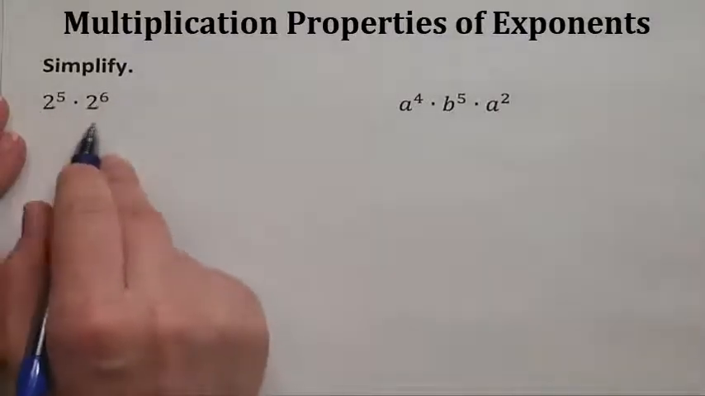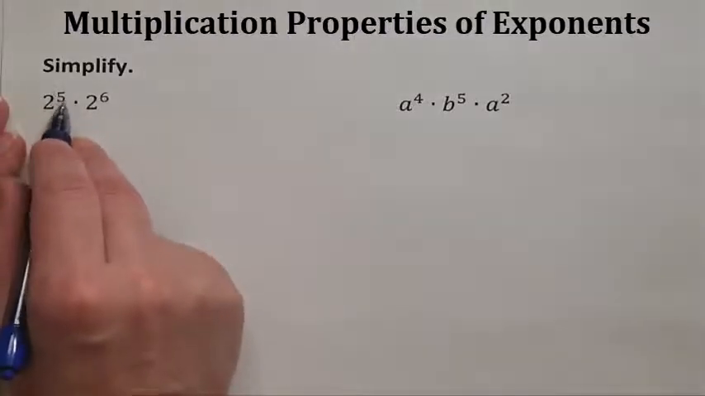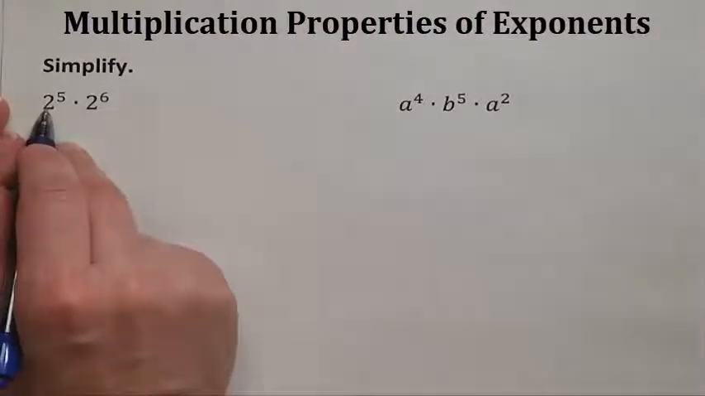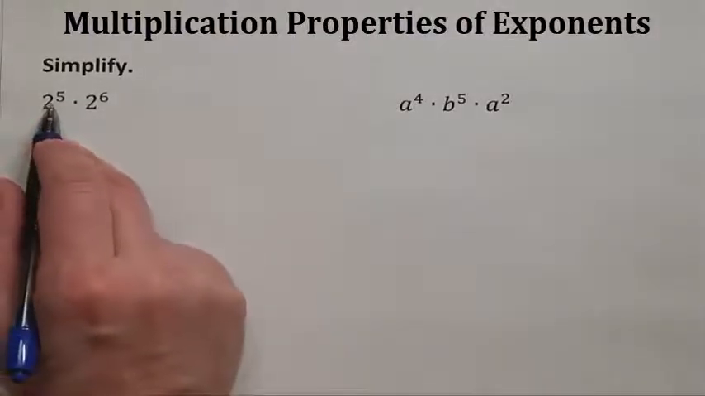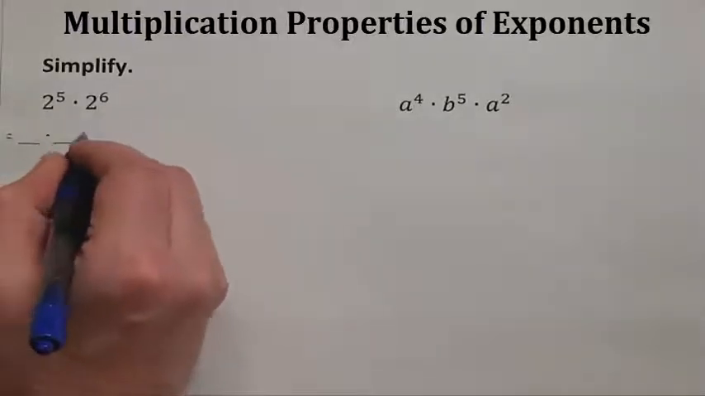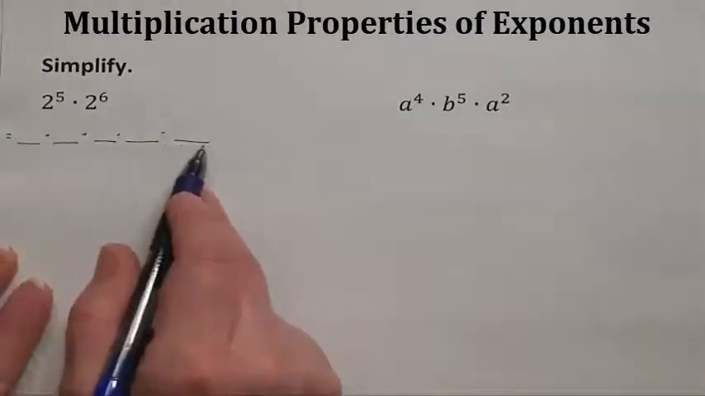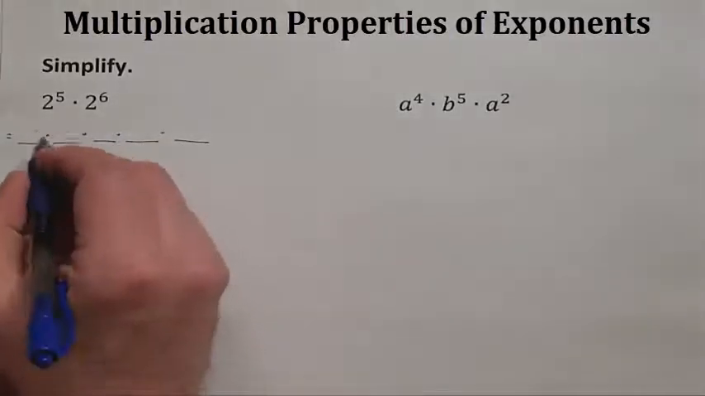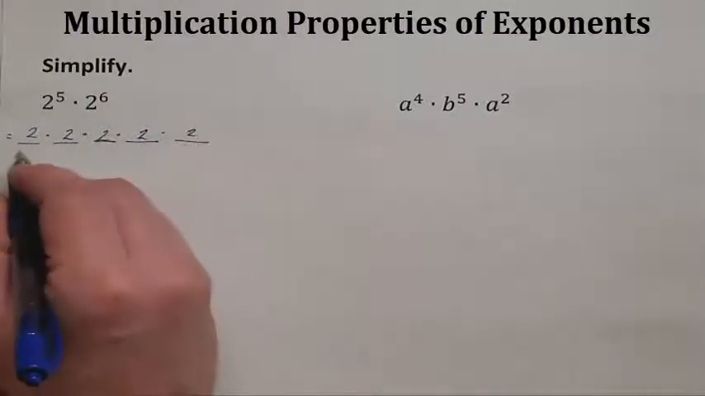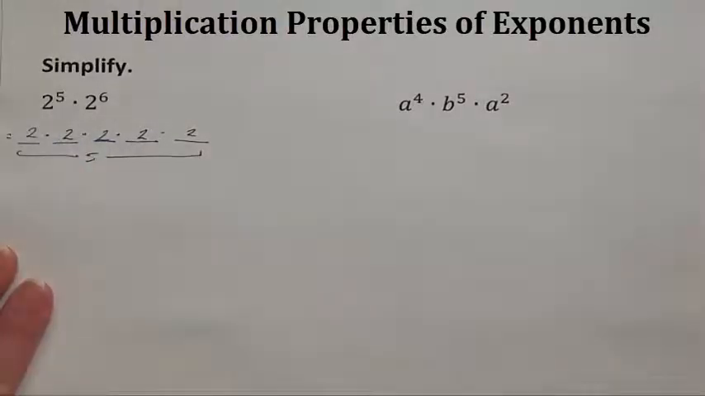So if I just wanted to simplify our first problem, 2 to the 5th power: if the exponent is a 5, that meant the base was being multiplied together 5 times. So we have 5 things being multiplied together. 1, 2, 3, 4, 5. Which 5 things? It's this base of 2. Here are the 5 times that this 2 is being multiplied together.